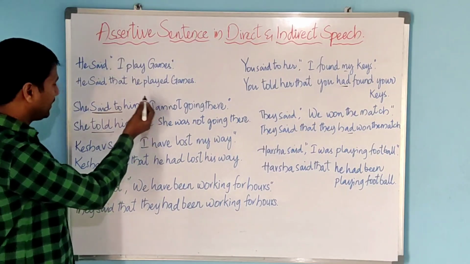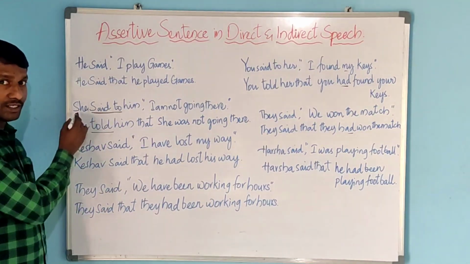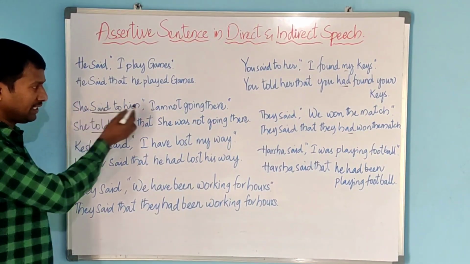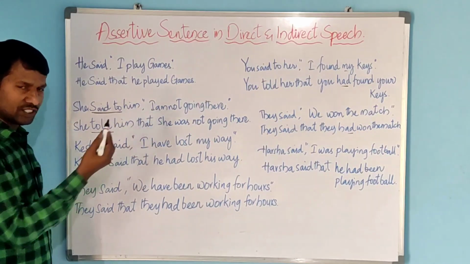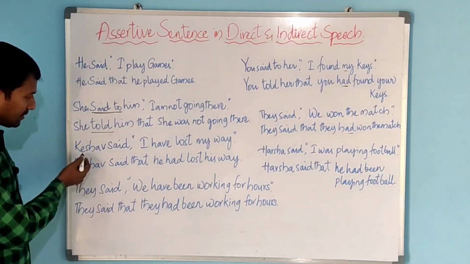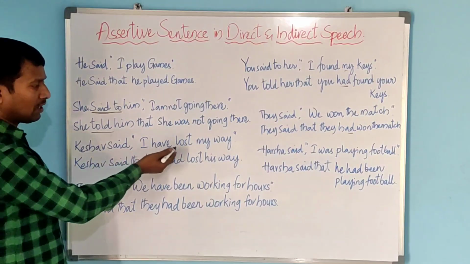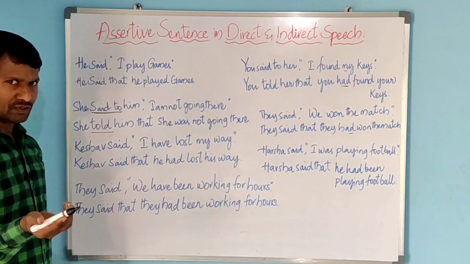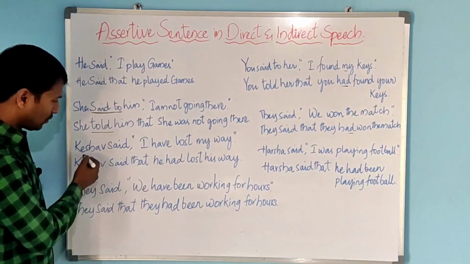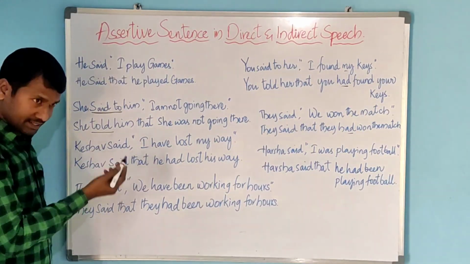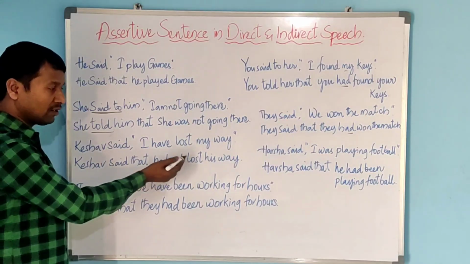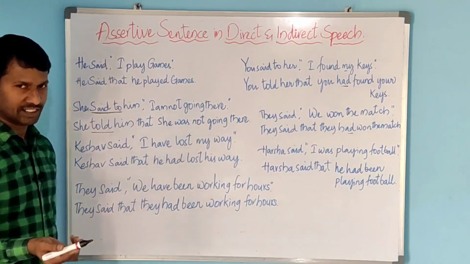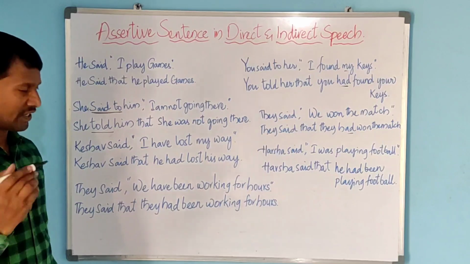And this I, it is referring the person subject in the reporting verb. She, here, she, them. Present continuous changed into past continuous. Next, Keshav said, I have lost my way. Present perfect tense, assertive sentence in present perfect tense. So in indirect speech, Keshav said that he had lost his way. Present perfect changed into past perfect tense.